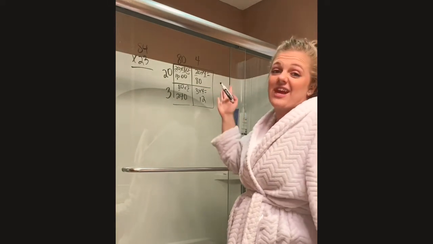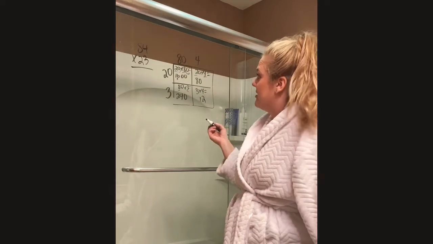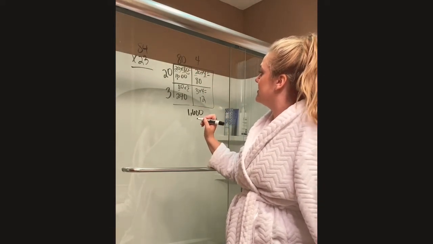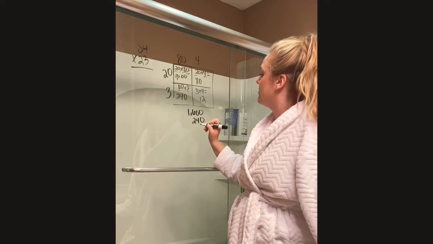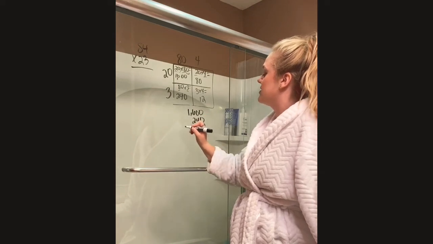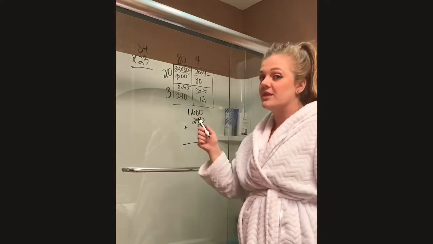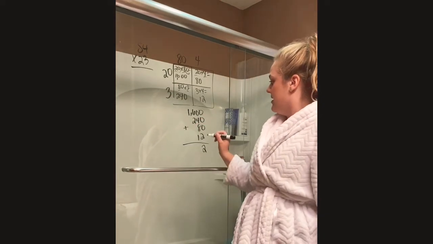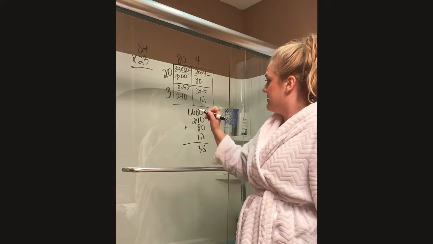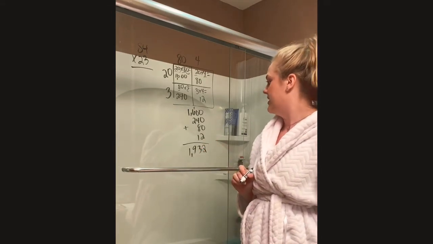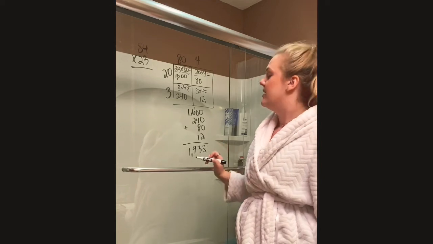And we want to find the area of all of them together, all of our place value sections. So we'll add them together. 1,600 plus 240 plus 80 plus 12. Be sure you're lining up your place values correctly because that could really change an answer. 1,932. All right, let's check it.